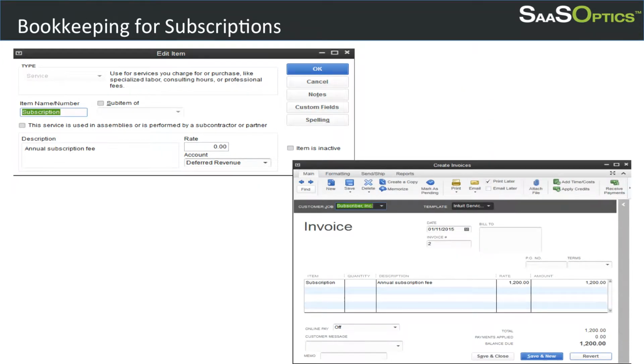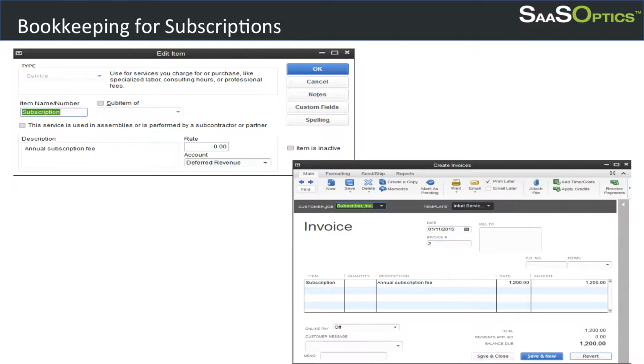Now, in a subscription setup, you set up an item. I'll call it subscription. This would be your product name or your solution name. And over here under account, I've selected an account named deferred revenue. Now, deferred revenue is set up as an other liability account in QuickBooks. Again, it's a balance sheet account. My invoice, really nothing changes on my invoicing side.